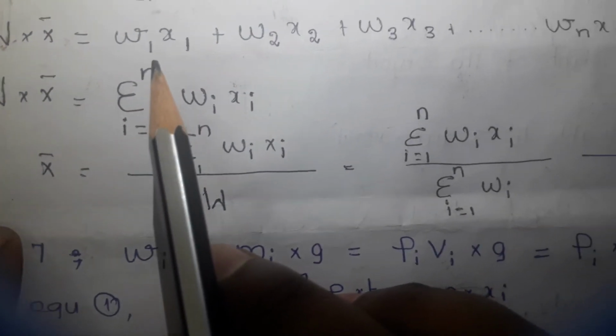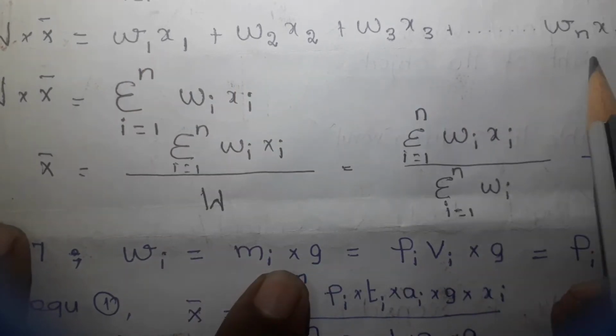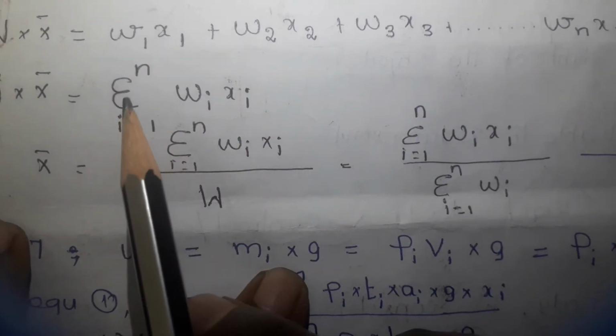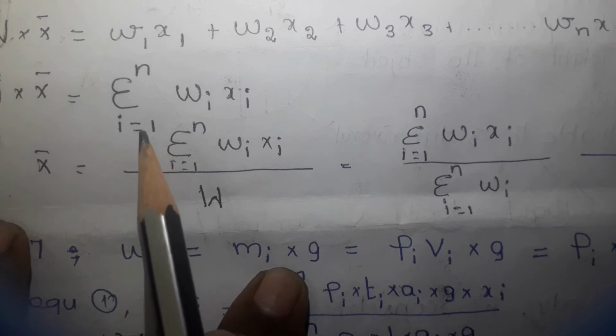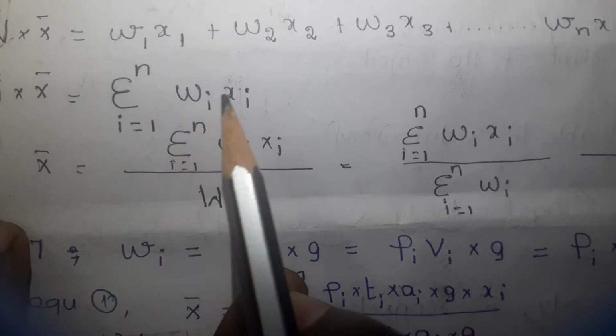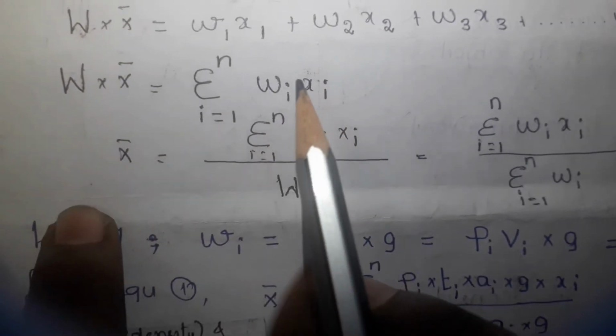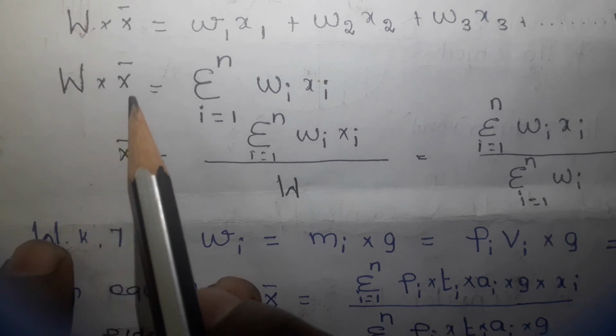Next, this equation can be simplified as summation of i from 1 to n of Wi into xi, which is equal to W into x bar.